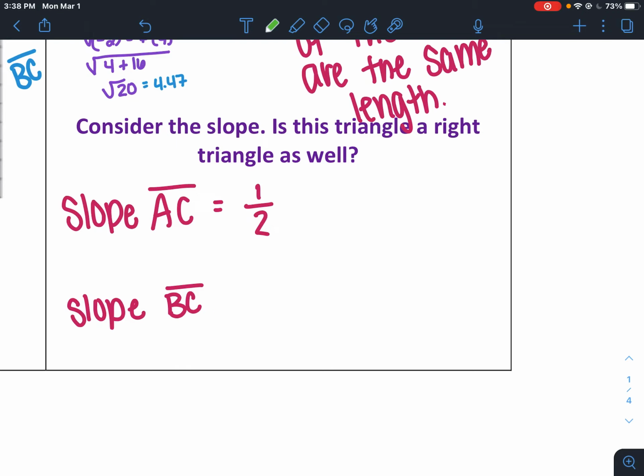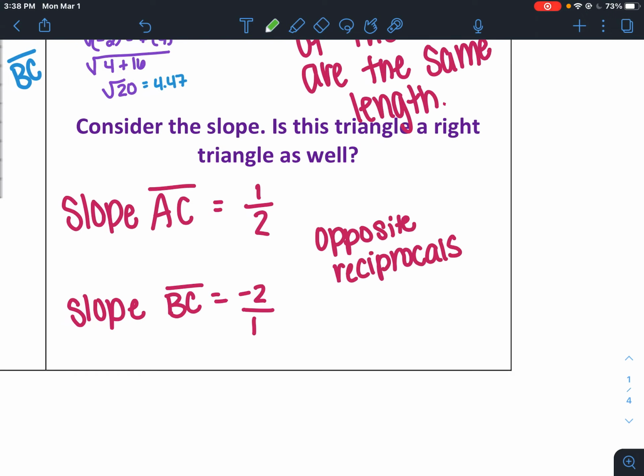Okay, so remember, opposite reciprocals have opposite, different signs. So the first one, AC is positive, BC is negative. So they are opposite. Reciprocal means that the fraction is flipped. So what is on top is now on the bottom. What's on the bottom is now on the top. And in this case, yes, they are opposite reciprocals. They have different signs, and the fraction is flipped upside down.